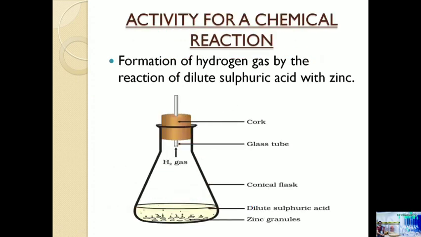Activity for a chemical reaction. This activity we can perform in our lab, that is reaction of zinc with sulfuric acid. When zinc granules are taken, zinc reacts with this colorless liquid, known as dilute sulfuric acid. It forms zinc sulfate and hydrogen gas. And hydrogen gas is a colorless gas which can be tested with a burning matchstick. When a burning matchstick is brought, it burns with a pop sound. So in this way, we can perform this experiment in our lab.